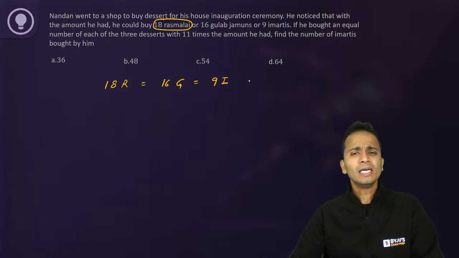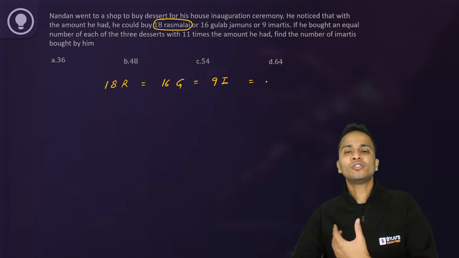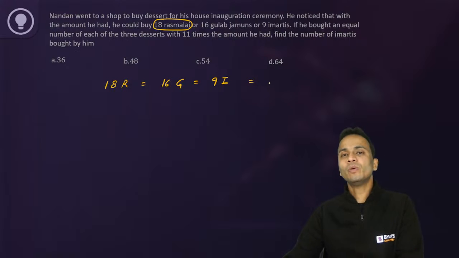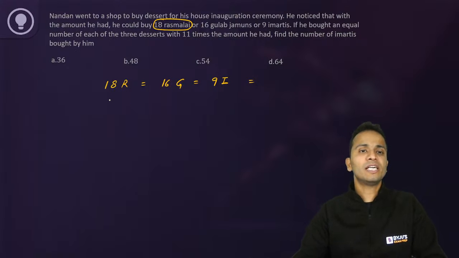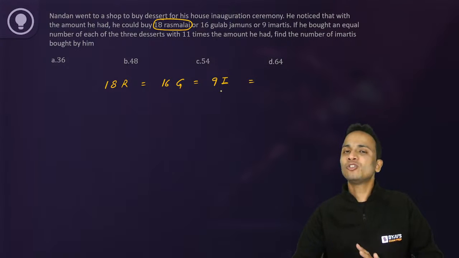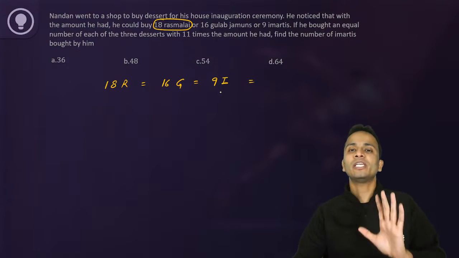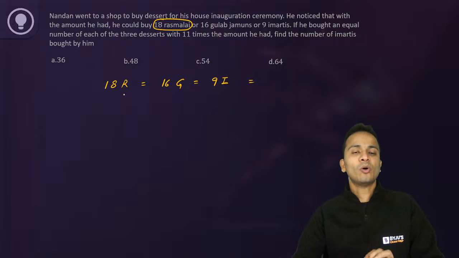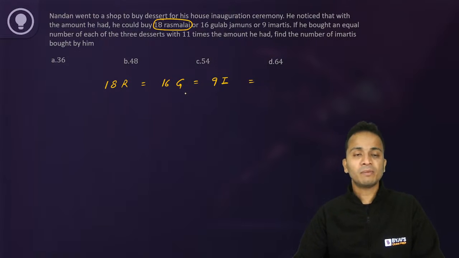Now let us start with an assumption. So all three of them are equal. I'll assume all three of them equal to a value which is divisible by 18, 16 as well as 9. So assume a number which will be divisible by 18, 16 and 9. Okay? So the smallest number which is completely divisible by 18, 16 and 9. Yes, anyone? Smallest number which is divisible by 18, 16 and 9.